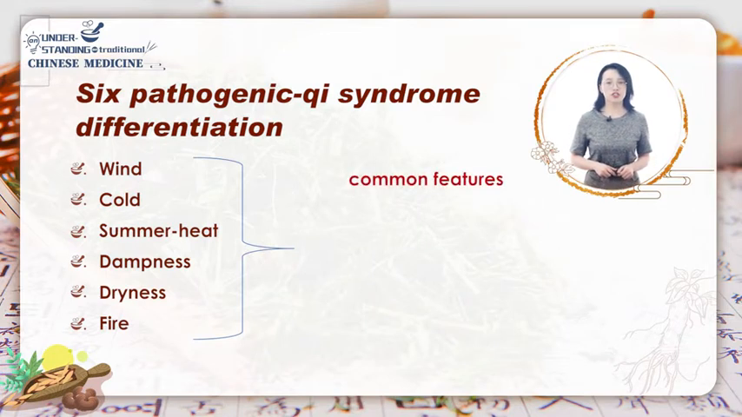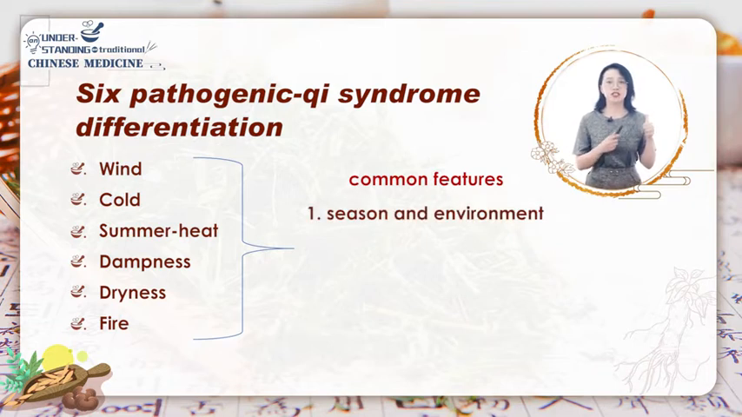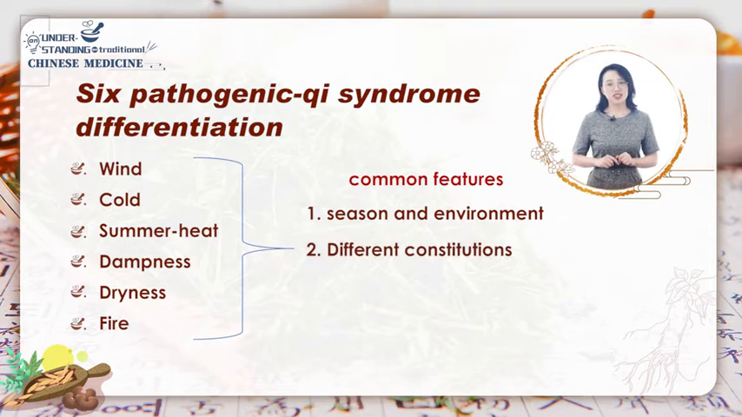The common features of those pathogenic factors are, firstly, they are closely related with season and environment. For instance, wind pattern commonly occurs in springtime, summer heat in summertime, dryness pattern in autumn, and cold pattern in winter. Second, manifestations and pathogenesis caused by the same factor can be different because of different body constitutions.